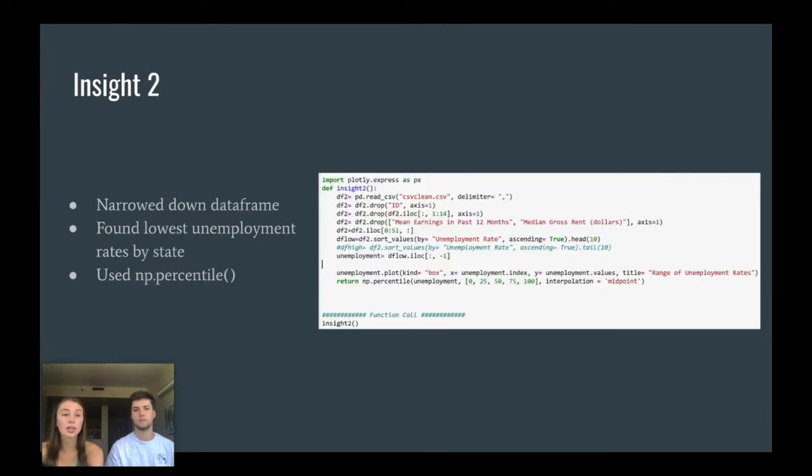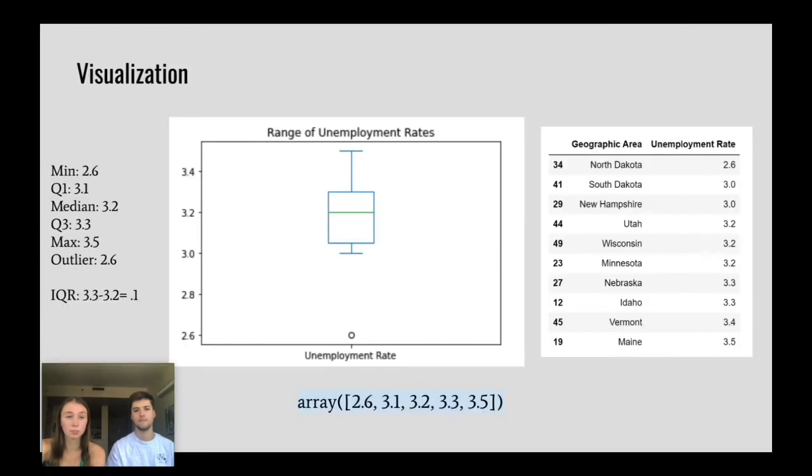For our second insight, we narrowed down our data frame to find the lowest unemployment rates by state. Vice versa, we returned the bottom 10, because with unemployment we want the lowest value possible. Then we used np.percentile to find the IQR range of these unemployment rates, to get a statistical overview and the dispersion of these statistics. And then we plotted these on a box plot.